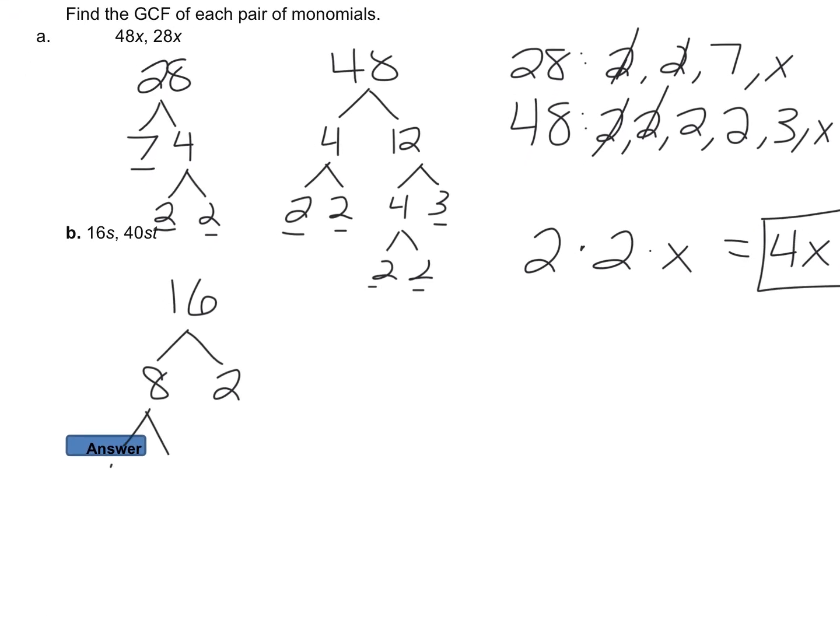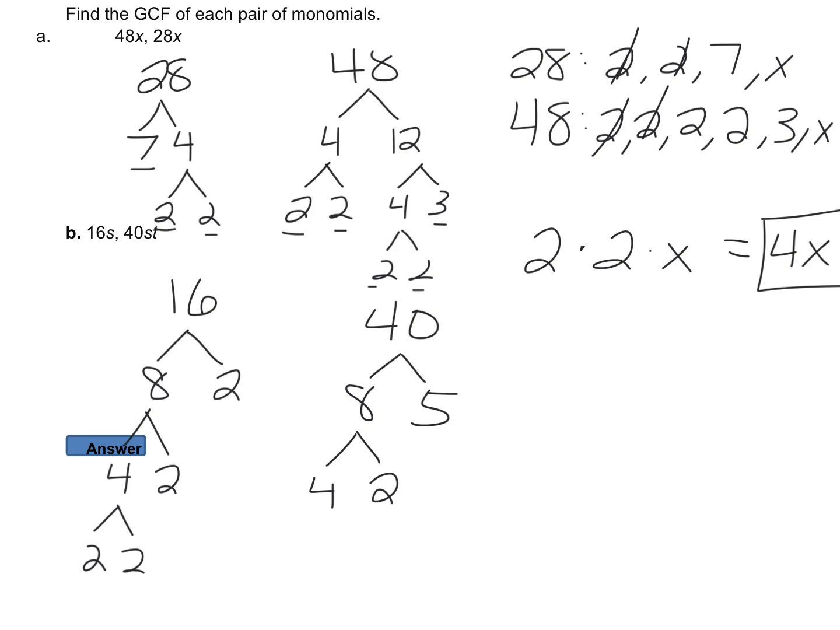4 and 2. What about 4? 2 and 2. Okay, if you started with different numbers up here, if you started with 4 and 4, you would still end up getting the same numbers. Okay? What about 40? 8 and 5. What about 8? 4 and 4 and 2? And then, can any more of those get broken apart? 4 is 2 and 2. Is everyone okay with the factor trees?